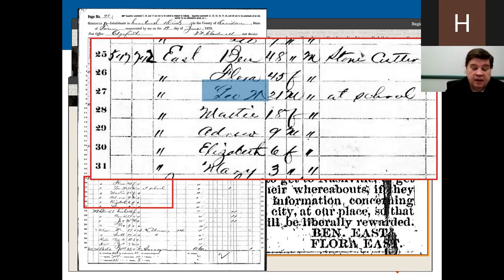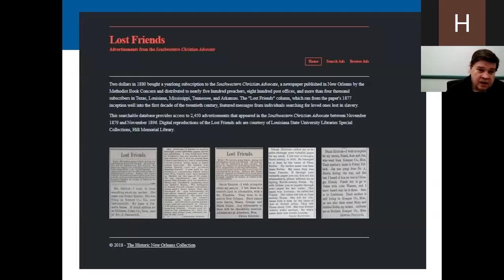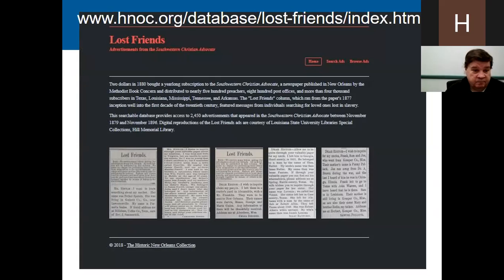But it's interesting to look at them. It's kind of heart-rending to look at them. But there are some success stories from them. Another website that's substantially similar is Lost Friends. This is from the Historic New Orleans Collection, and it's newspapers that they have. And that's their webpage. I believe it's on the handout.